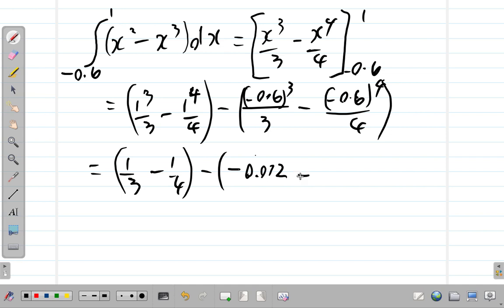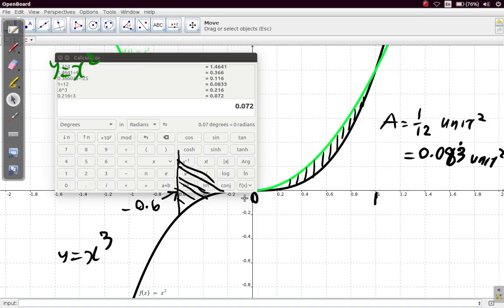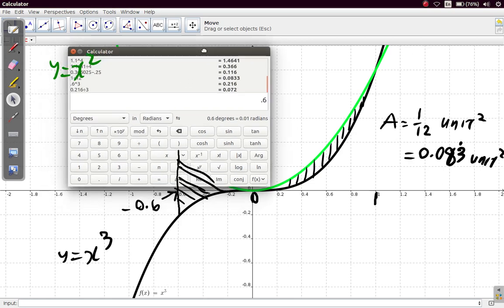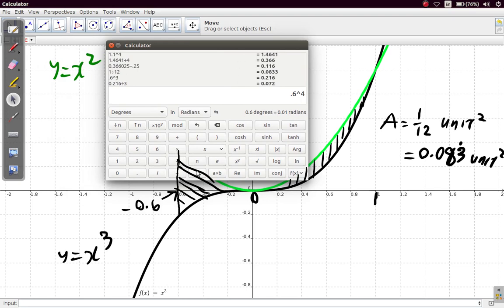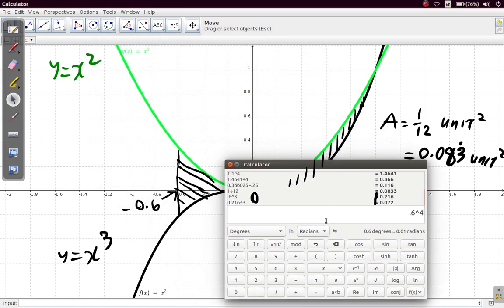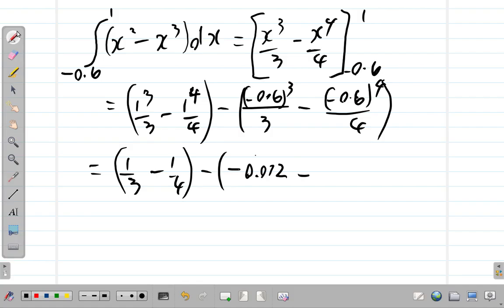Minus negative 0.6 to the 4th over 4. So we have 0.6 raised to the 4th power, which equals 0.1296. Put that over 4, we get 0.0324.